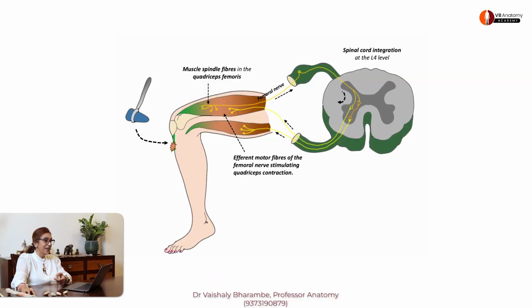What will happen if the quadriceps contracts? Your leg will move forward. What is that called? Okay. It is extension at the level of knee joint, which is the effect of your test.